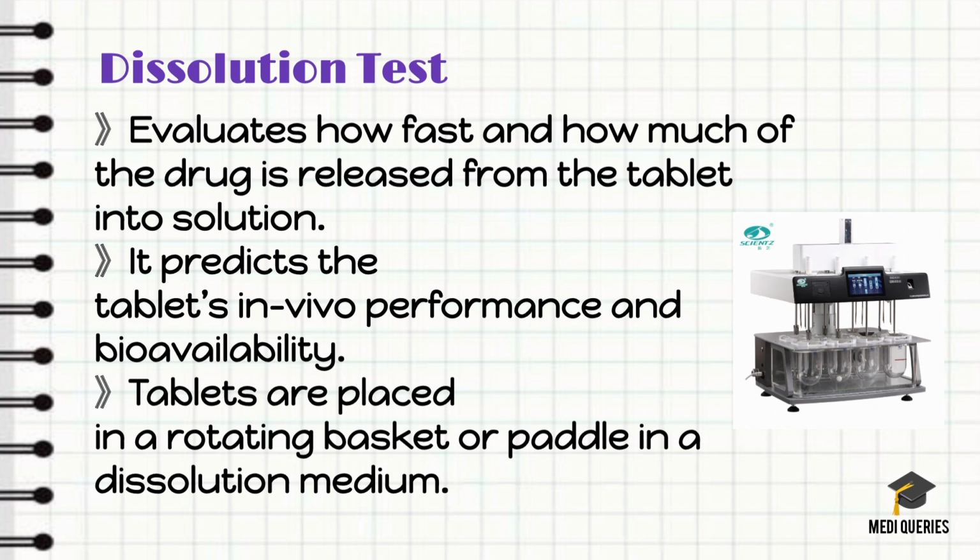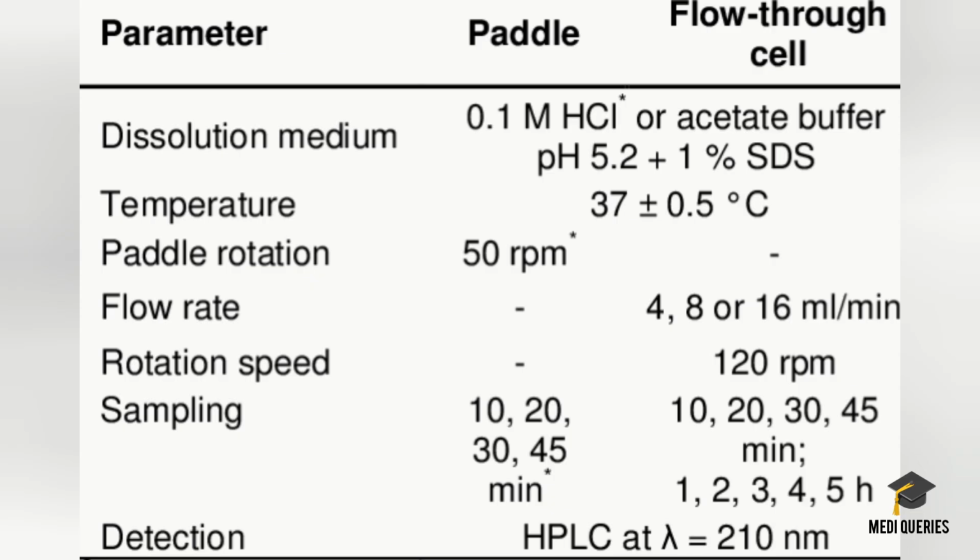So it is conducted using a USP apparatus, one basket and two paddles, in media like water or a buffer at 37 degrees centigrade. Samples are withdrawn at specific intervals and analyzed using spectrophotometry or HPLC. The results are expressed as percentages of drug release over time, compared to the reference standards.